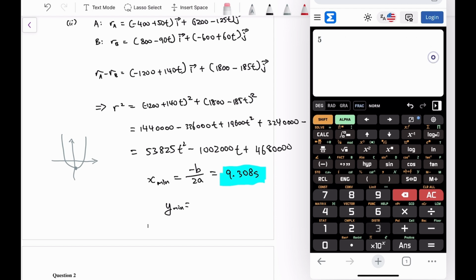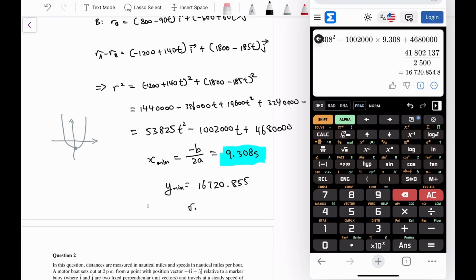So that will be 53825 times 9.308 squared minus 1002 times 9.308, and then plus 468. Okay, this is a rather large number, and so the minimum y value will be 1670.855.